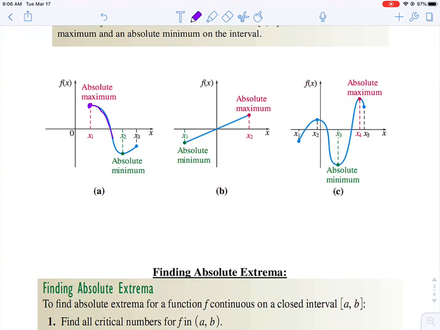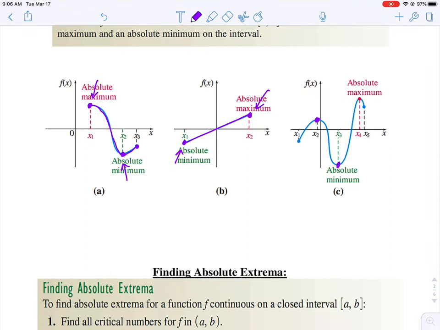On the first one, you can see that we have a highest point. It goes down to the lowest point and then ends here. So this point right here would be our absolute maximum, and this point right here would be our absolute minimum. On the middle graph, because it's a straight line that kind of goes diagonal, this would be our absolute maximum, and this point over here would be our absolute minimum.